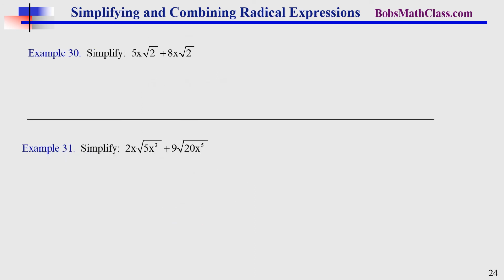Okay, these are the last ones. So notice that the radicands are the same in this problem, but there's also an x in front of each one. Because it's exactly the same, after the coefficients, the 5 and the 8, then we could add them. So if you saw 5x square root 2 plus 8y square root 2, then you cannot add those together. You cannot combine them.